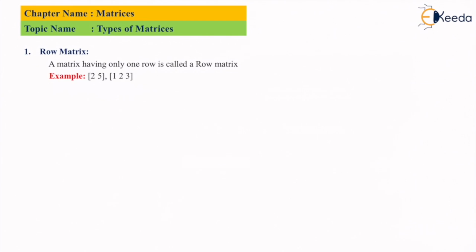So to start with the types of matrices, I'll start with a row matrix. So what is a row matrix? Any matrix which has only one row, a single row, is called a row matrix. Now you can see examples on the screen.